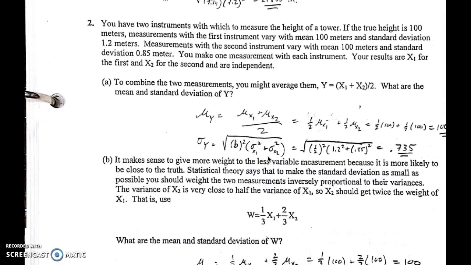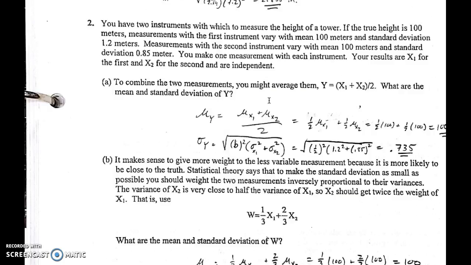Question 2 says that you have 2 instruments with which to measure the height of a tower. If the true height is 100 meters, measurements with the first instrument vary with mean 100 meters and standard deviation 1.2 meters. Measurements with the second instrument vary with mean 100 meters and standard deviation 0.85 meter. You make one measurement with each instrument. Your results are x1 for the first and x2 for the second, and each of these are independent.